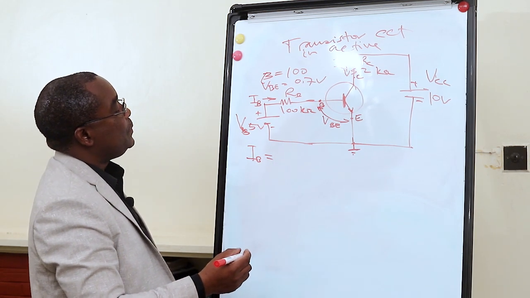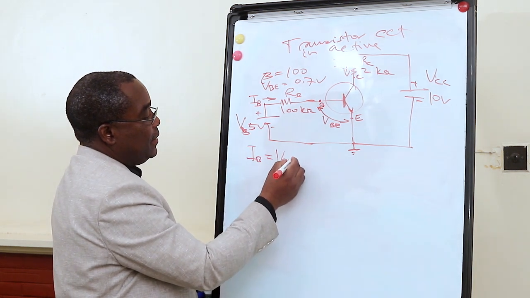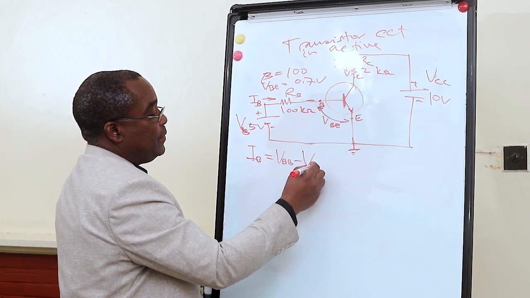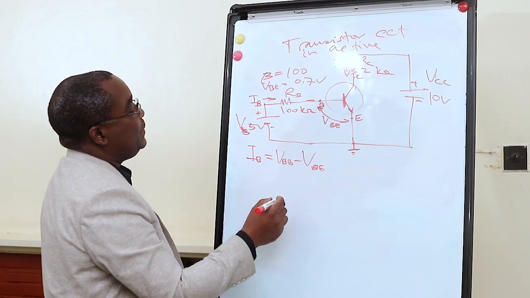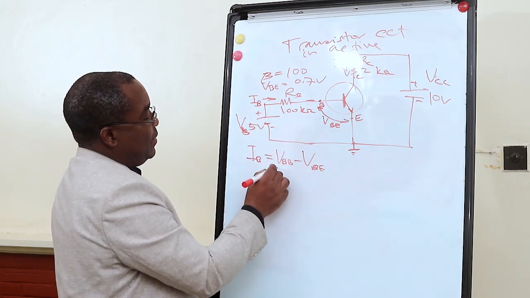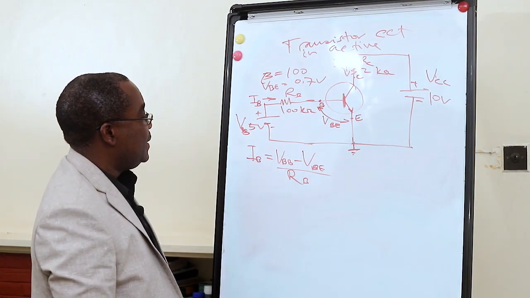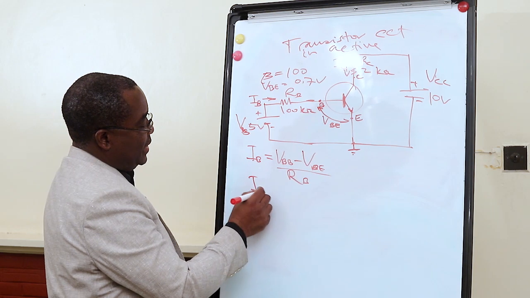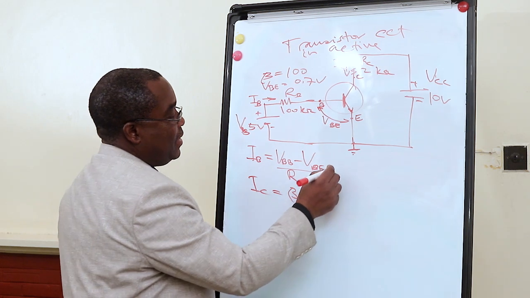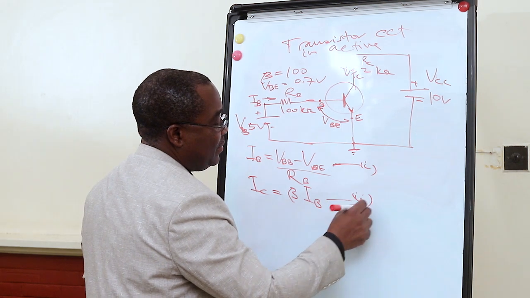According to Ohm's law, we'll have VBB, which is this one, minus VBE, then we'll have the voltage drop here of RB, then we'll have our IB. And also, to find IC, IC is equal to beta IB. This is our first formula, and this is our second formula.